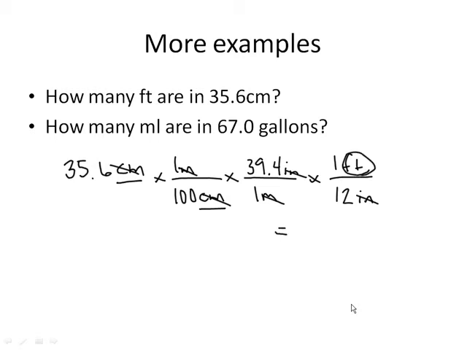And so we can put that into our calculator. 35.6 divided by 100 times 39.4 divided by 12 gives me, my calculator says, 1.1688, lots of 8s. How many sig figs should my answer have? Well, I go back and I look at my measurement, which was 35.6, which had 3. So I need 1, 2, 3 sig figs. The next number is greater than 5, so that means I have to round up. So this will become 1.17 feet.